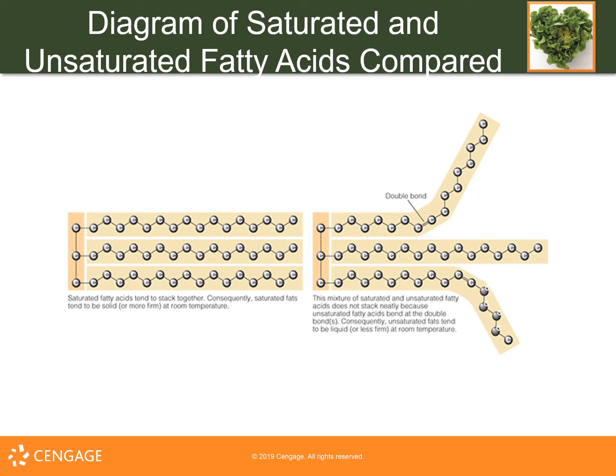Diagram of saturated and unsaturated fatty acids compared. So on the left, we have a saturated fat that tends to stack nicely and consequently tends to be more firm or solid at room temperature. On the right is a mixture of saturated and unsaturated fatty acids, which do not stack neatly because unsaturated fat bends at their double bonds. Because of the bends, they do not stack neatly and therefore tend to be liquid or less firm at room temperature.